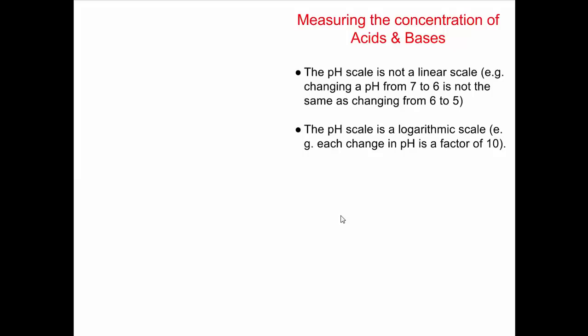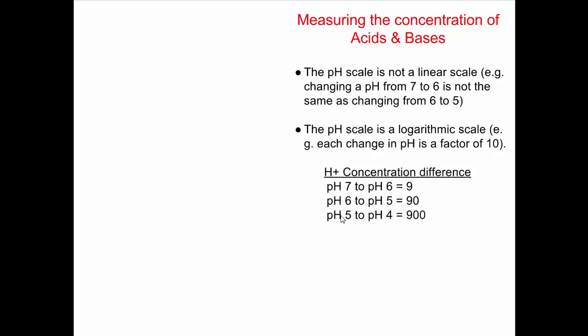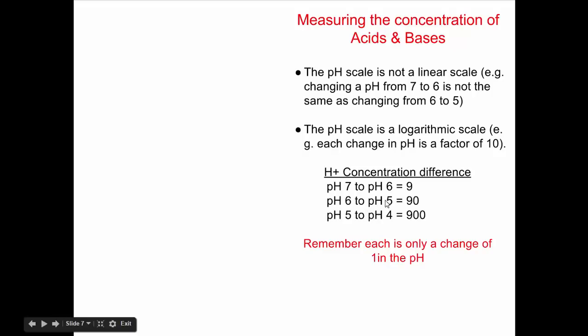So going from a 7 to a 6 is, let's say, 9. Going from a 6 to a 5 is 90. So each time you decrease, the concentration is 10 times greater. Going from a 5 to a 4 is 900 times greater. But remember, each one is only a change of 1 in the pH.